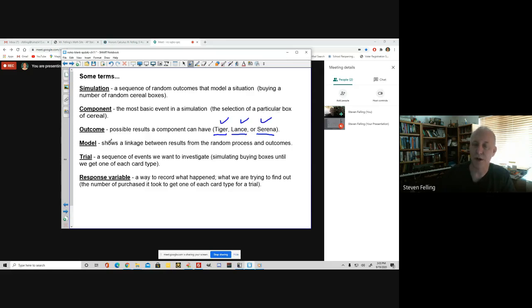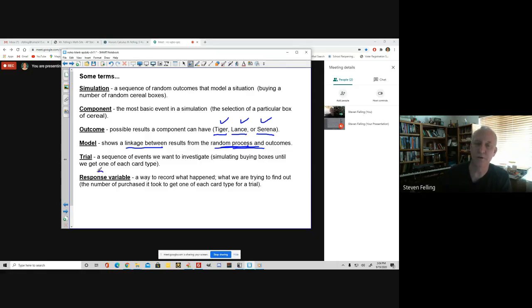And then in that model, I'm going to show how there's a linkage between the outcomes and some sort of random process that I can use to simulate the outcomes. And then we're going to run one or more trials where we run the component until we've gathered all the data we need to answer the question, which in this case is we keep opening boxes until we've achieved at least one of each type of card, right?